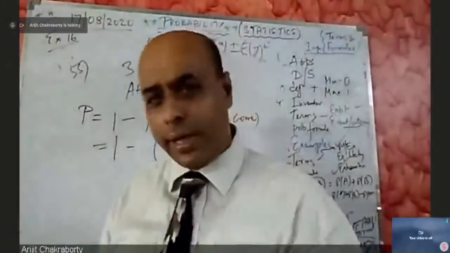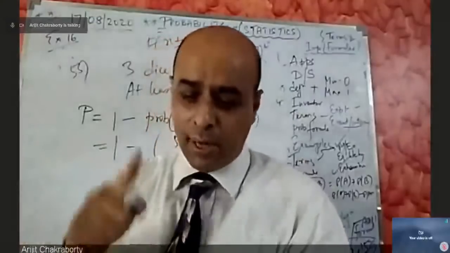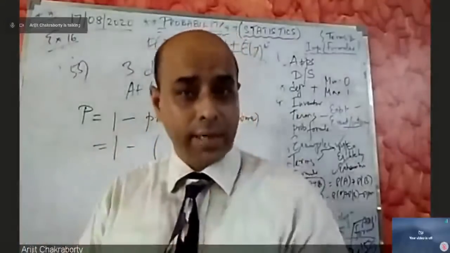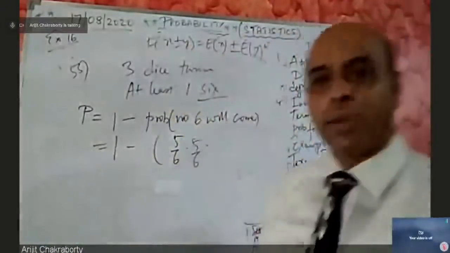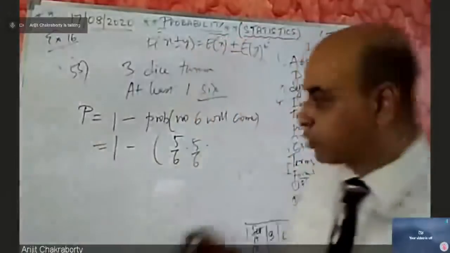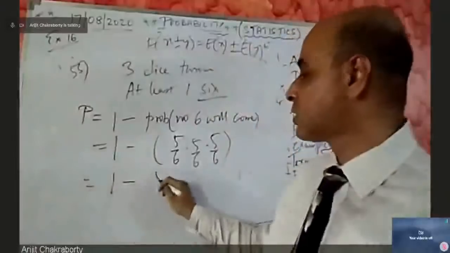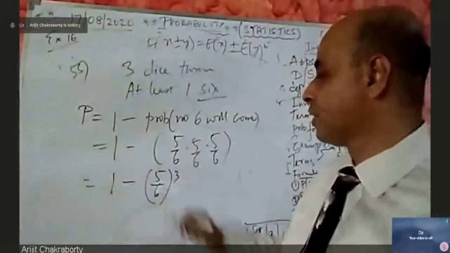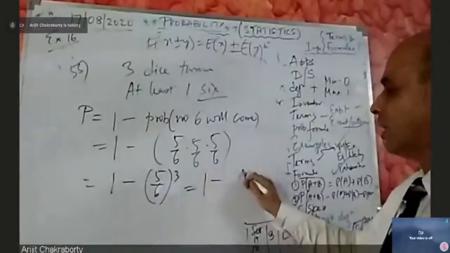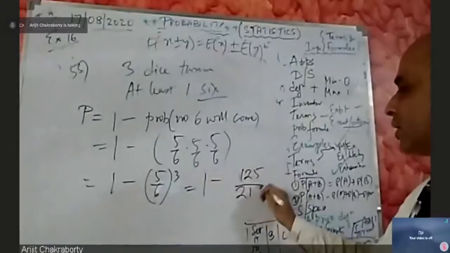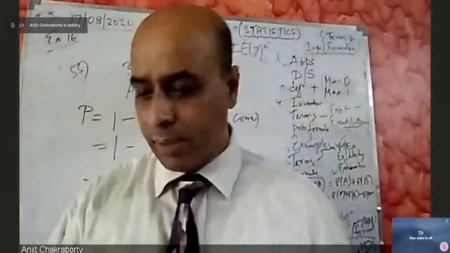Again you throw the die, the second time. What is the probability you will not get 6? That means you can get 1, 2, 3, 4, 5, but you will not get 6. That means 5/6 again. The third time you throw, same outcome, 5/6. So the answer is 1 minus (5/6) cubed, which comes to 1 minus 125 by 216, and then you can simplify. So with this we complete set A.